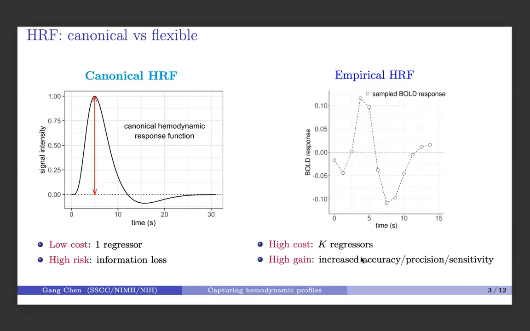But in terms of risk and gain, well, we know there's a reasonable, moderately high extent of risk. We may lose some detection sensitivity. So hopefully, if we're willing to pay the high cost, we would be able to gain some accuracy, precision, and sensitivity. That's our goal. So how can we do that?